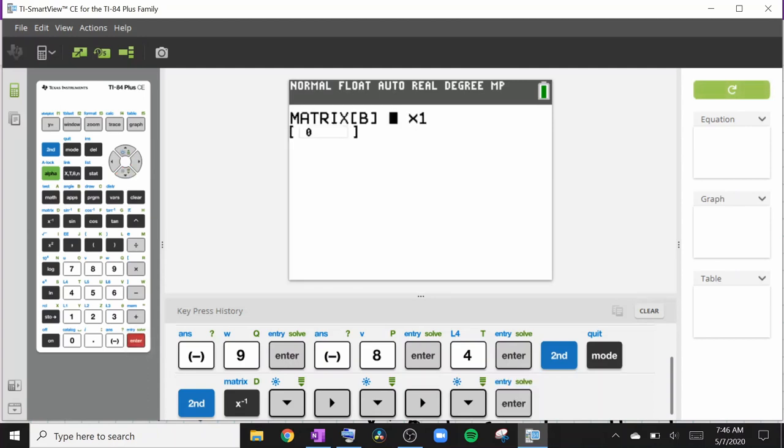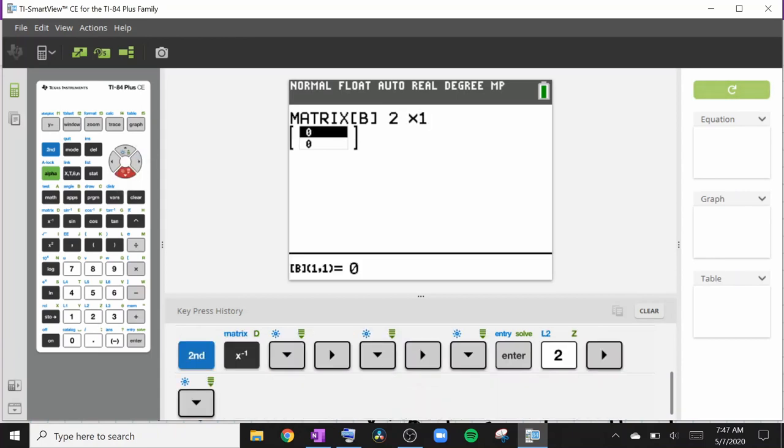So this has 2 rows and 1 column. I think I said it was a 1 by 2 before. It's actually a 2 by 1. Sorry. This is 18 and then 6. Sorry, 18 and 6.